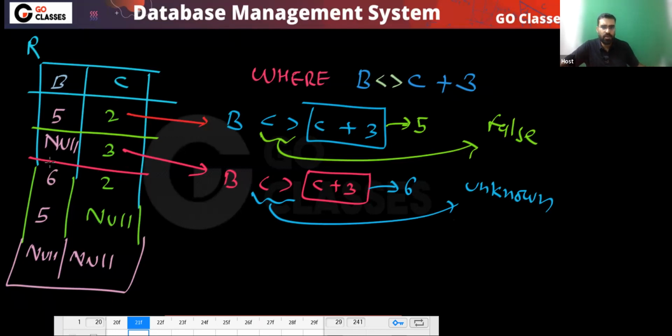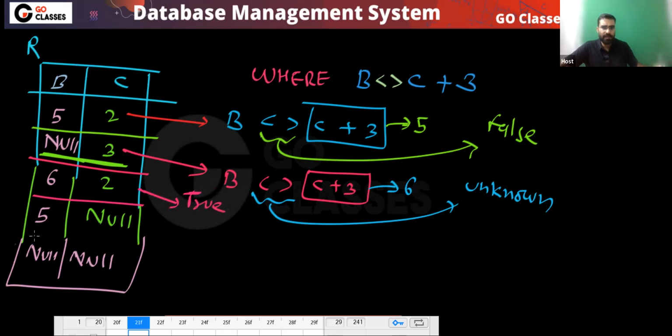So this tuple is failing. For this tuple, we got unknown. And for the first tuple, we got false. What about this next tuple? For this next tuple, you will get true.